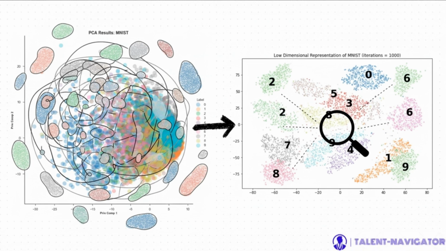But on the right, t-SNE completely untangles it. The result is so clear, you can practically read the numbers, right? You can see the cluster for zeros, the cluster for ones, for eights. Each digit has its own little island on the map.